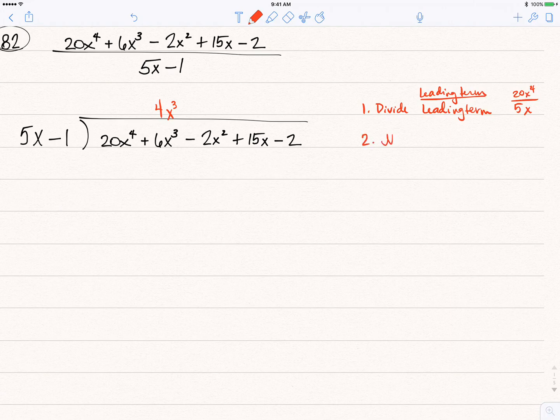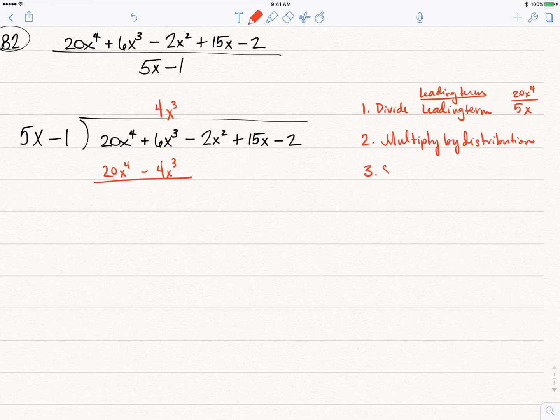Step number 2, you're going to multiply. Now remember, you multiply the top number by the divisor. Make sure when you multiply by the divisor, you multiply it by every piece. This is called distribution. So I'm going to say multiply by distribution. So 4x cubed times 5x is going to be 20x to the 4th. 4x cubed times negative 1 is going to be negative 4x cubed. Put your equation bar under there.